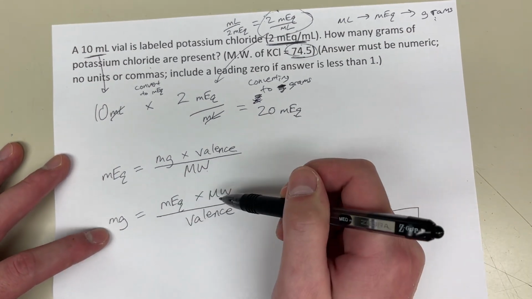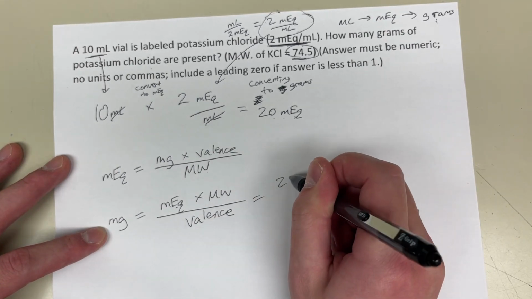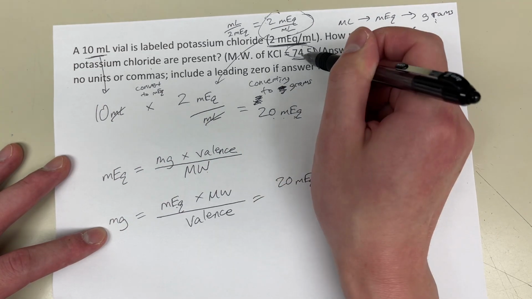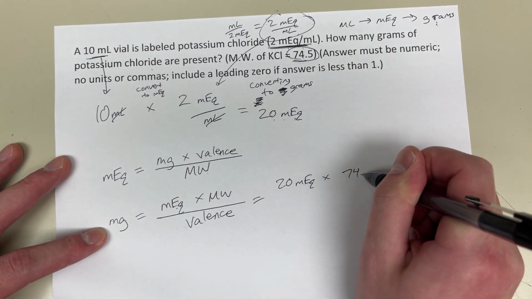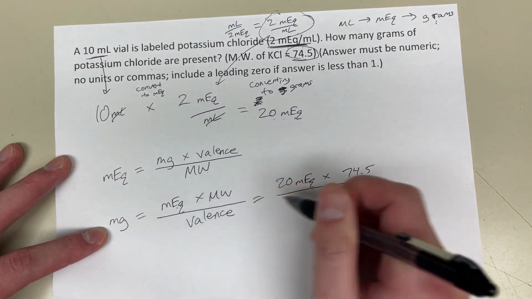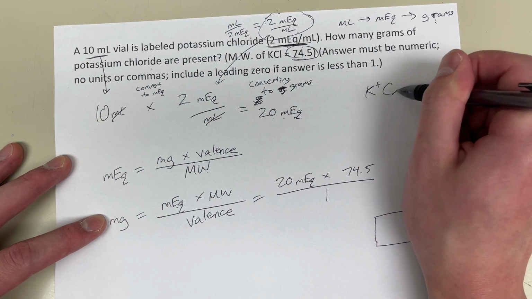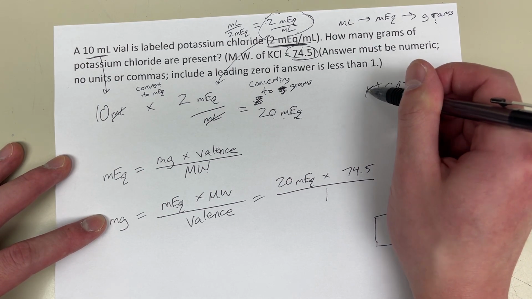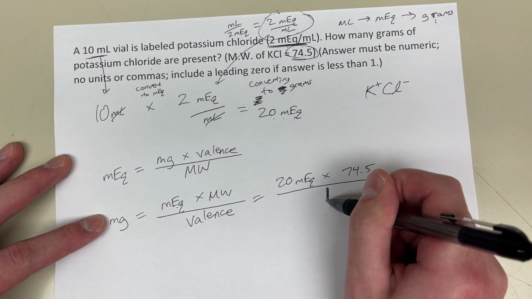So I just plug in the numbers here. Milliequivalents, I just calculated to be 20. Molecular weight is given here in the problem, 74.5. All divided by valence. Valence is 1 because potassium chloride is just 1 positive with chlorine negative. So 1 potassium ion with 1 chloride ion. So that's why valence is just 1.